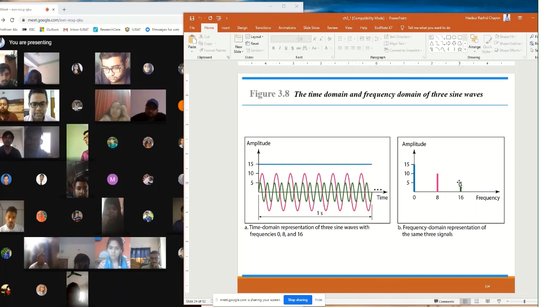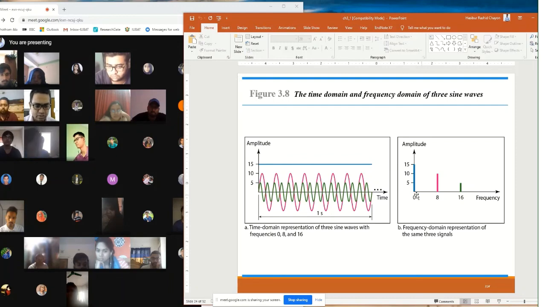Every time you have to check the value of the x-axis and the value of the y-axis. Then it is absolutely simple. The x-axis is frequency, so for the three different frequencies we have 0, 8, and 16. We put those on the x-axis, and then we check the amplitude: 15, 10, and 5. So that's how we can represent it. And as I told you before, these two signals are both the same, and we can represent any signal by either the time domain or the frequency domain.